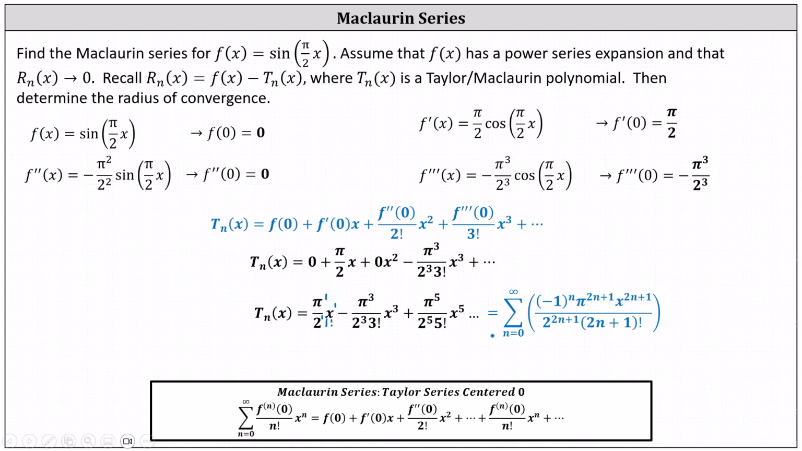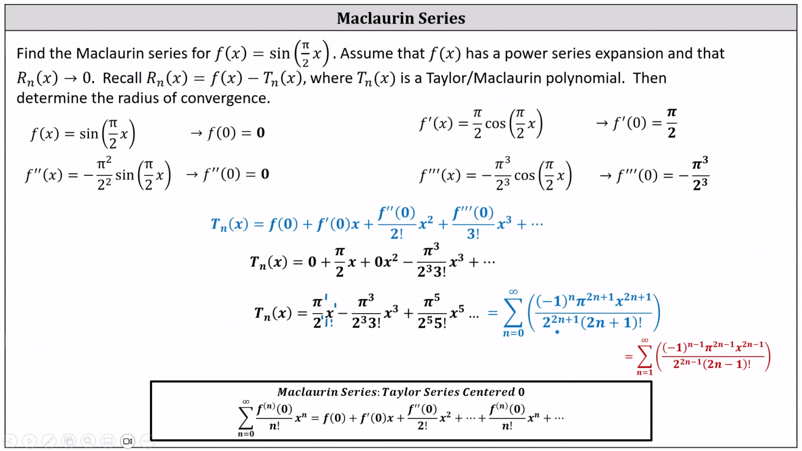This would be the Maclaurin series, where n starts at 0. If we start n at 1, this would be the equivalent formula for the Maclaurin series. We'd have the sum from n equals 1 to infinity of the product of negative 1 to the power of n minus 1, pi to the power of 2n minus 1, and x to the power of 2n minus 1, and the denominator would be 2 to the power of 2n minus 1 and 2n minus 1 factorial.